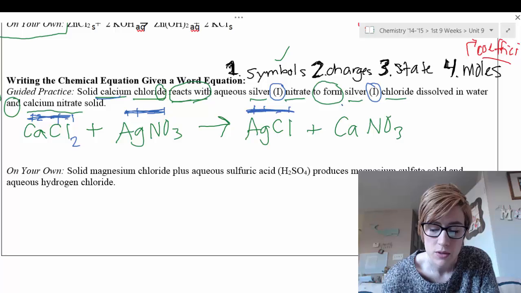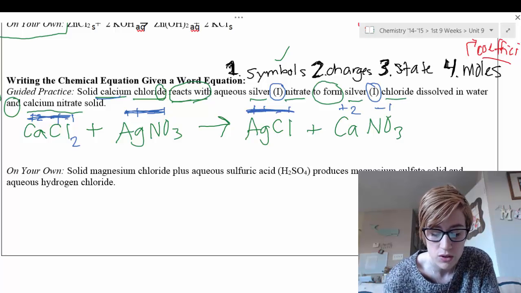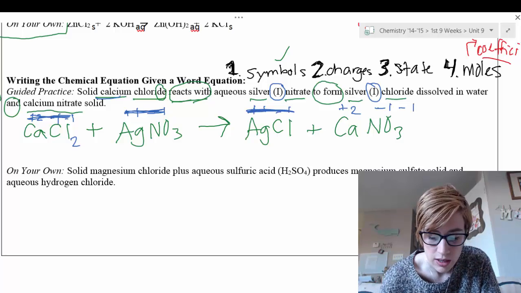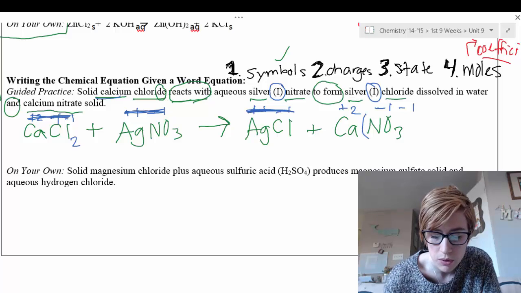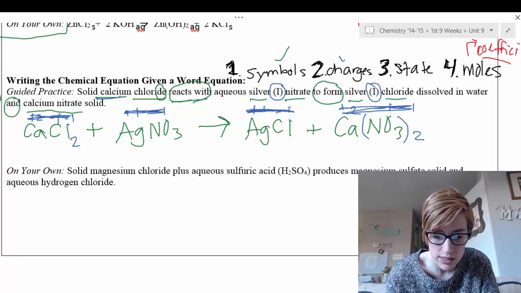Next compound, calcium's charge is +2, like I said before. Nitrate, which we said before, is -1, and so we see they're not even, so we need to add another nitrate. So I need to add a 2 somewhere on here to show I have 2 nitrates, so I'm going to put parentheses and write the 2 on the outside. Okay, so we've done step 1 and step 2.